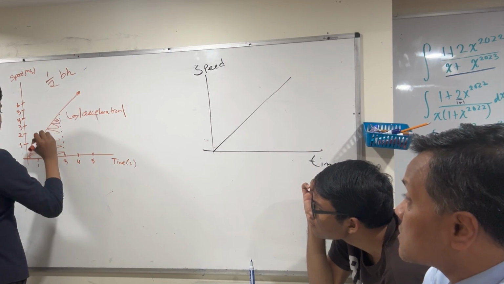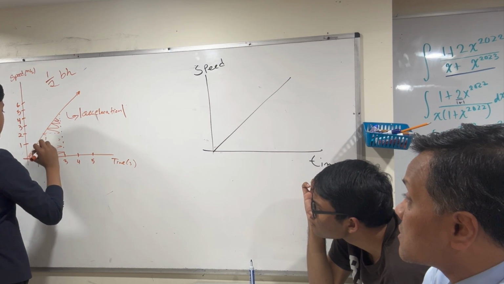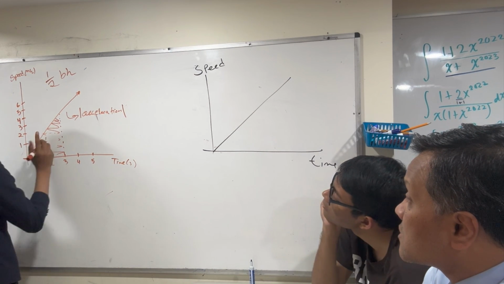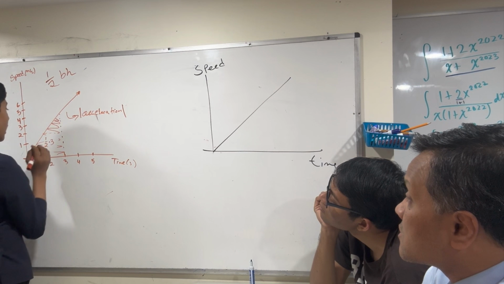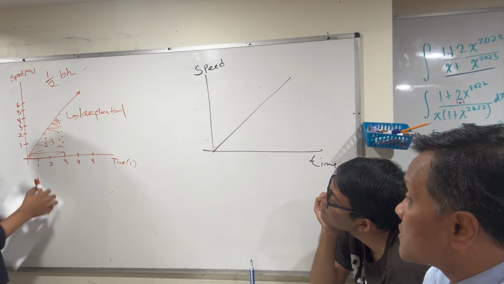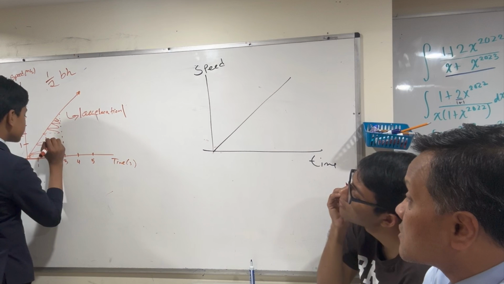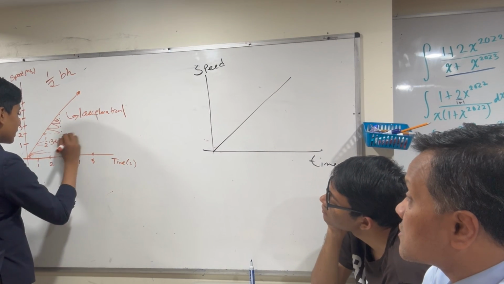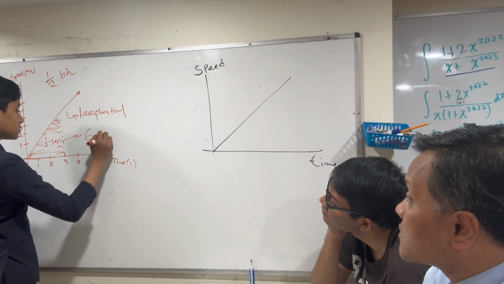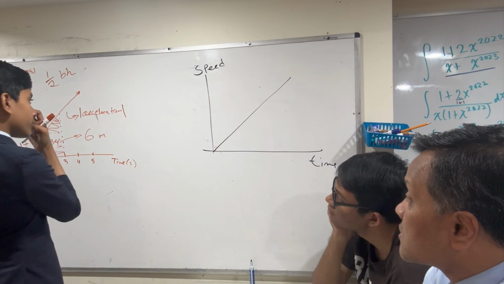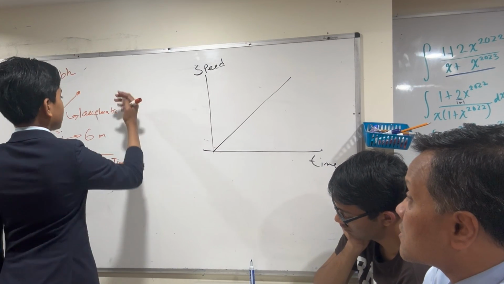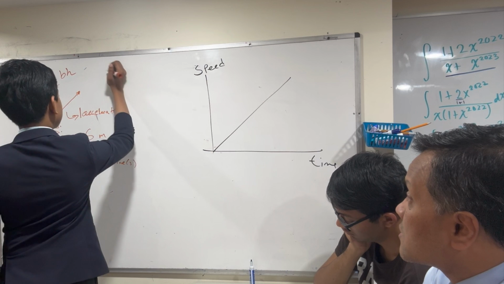Good. So the area is half times the base, which is exactly 3, times the height, which is exactly 4. So our answer is 6 meters. Now let's show a different way to do it. It's actually the same, but a little less confusing.